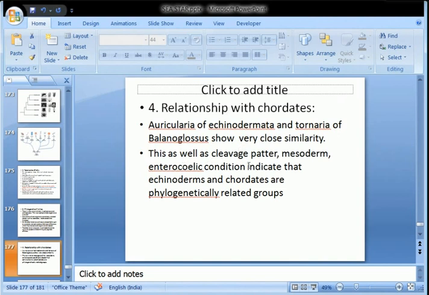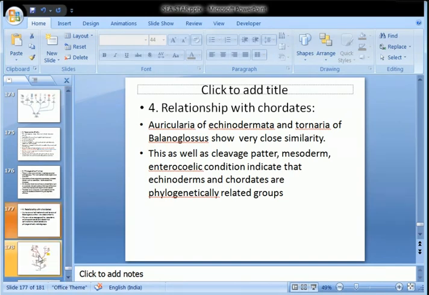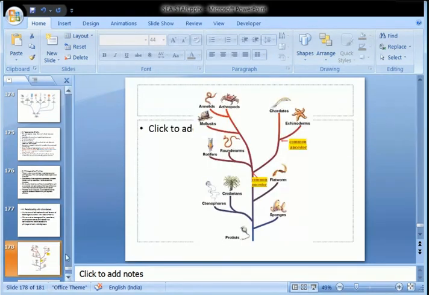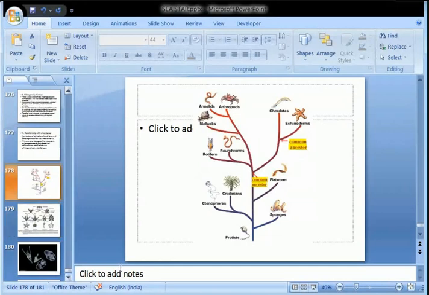This, as well as the cleavage pattern and the mesoderm, the enterocoelic condition, indicate that echinoderms and chordates are phylogenetically related groups. Because Tornaria is in the protochordates. So here also there is similarity between protochordates and echinoderms. So that means both are phylogenetically related groups. And this is again another way we see this scheme of evolution.